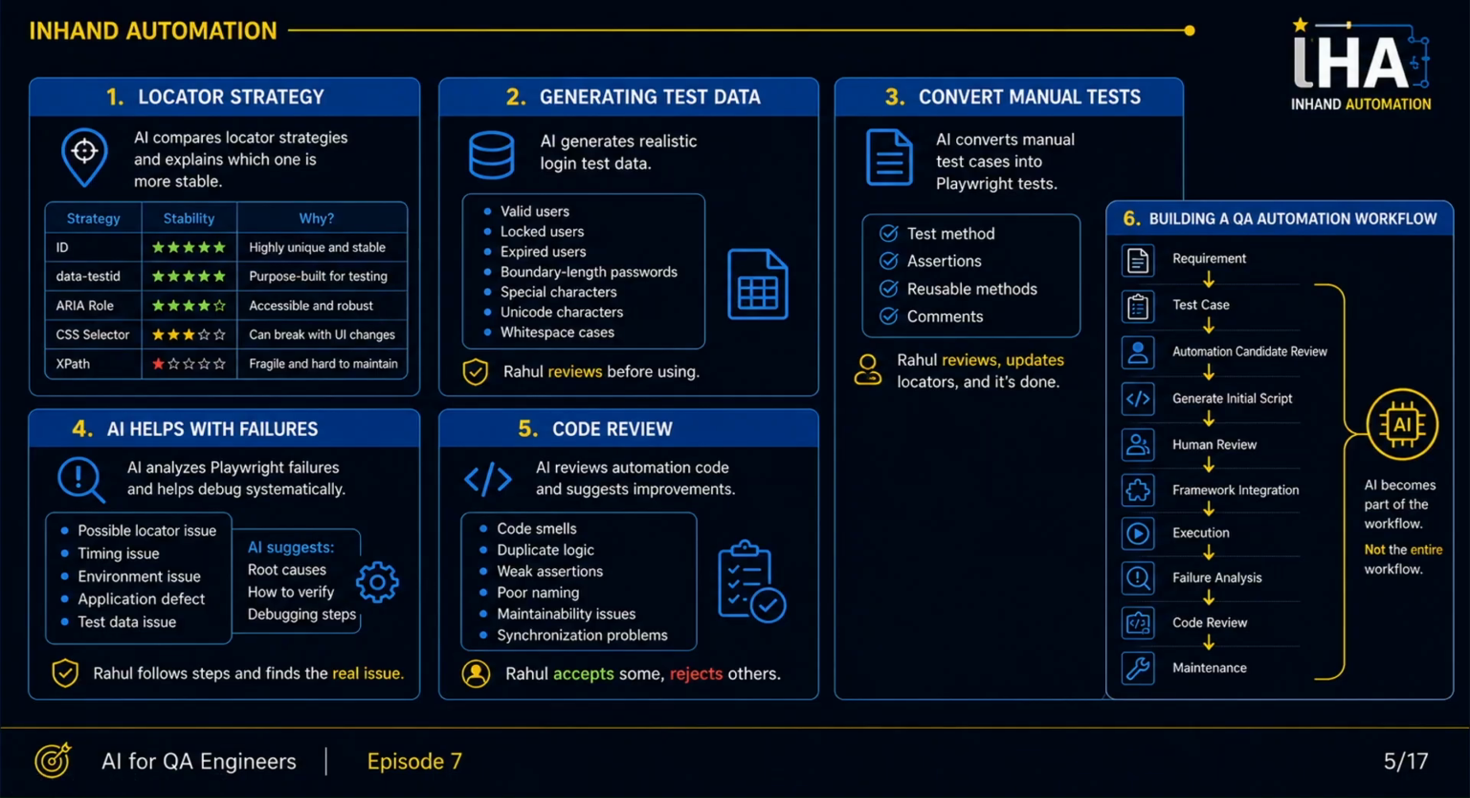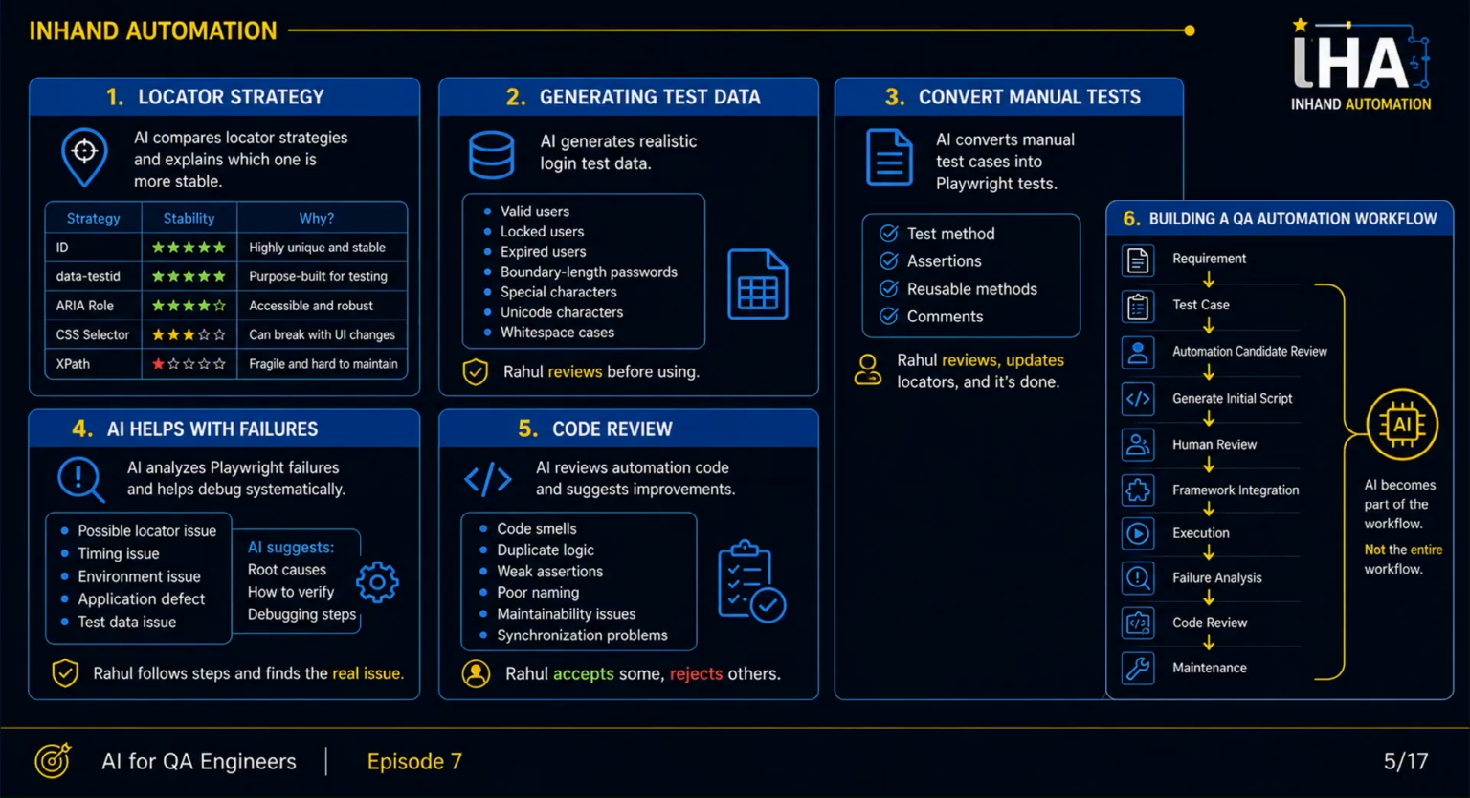Now, if we already have manual test cases, as Rahul did, we can convert those test cases into automation. First he will ask AI to review which of the test cases are highly recommended for automation, and then he will ask AI to convert those manual test cases into Playwright tests. AI will generate the test scripts, test methods, assertions, reusable methods, and a lot of different things for that particular script. Then again, you will have your script, and Rahul will have his script.